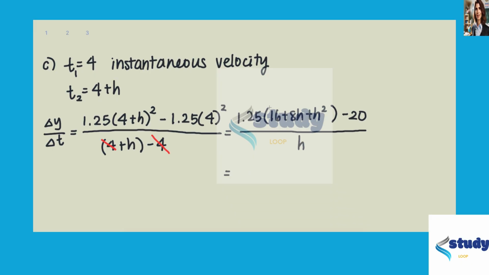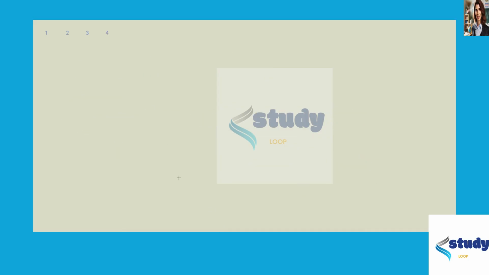When we multiply this through, it'll be just 20 plus 10h plus 1.25 h squared, minus 20, divided by h. Again, let's do some cancellations: 20 with negative 20, h with this h, and h squared becomes just h. So now let us go to another page to finally figure out our speed.